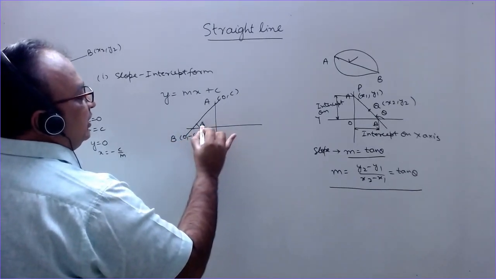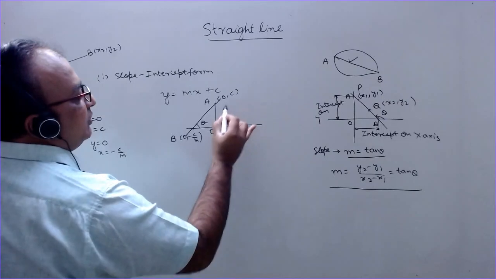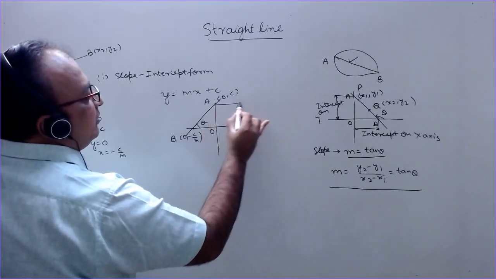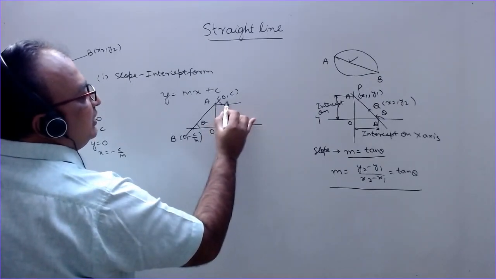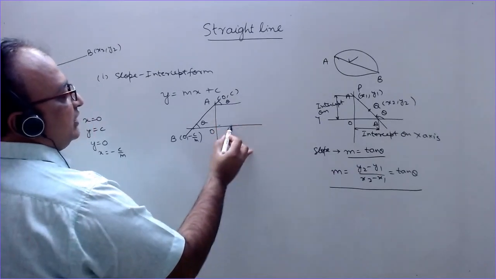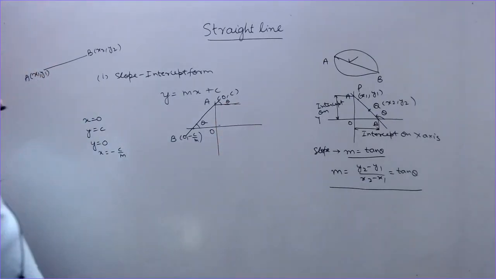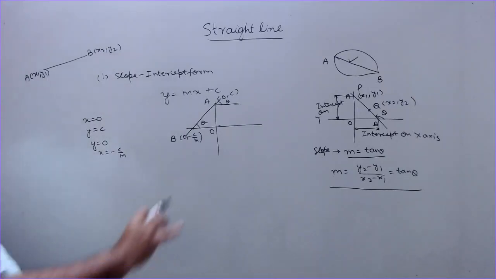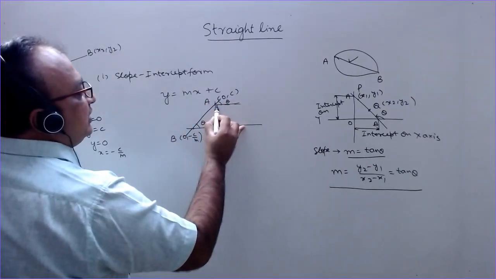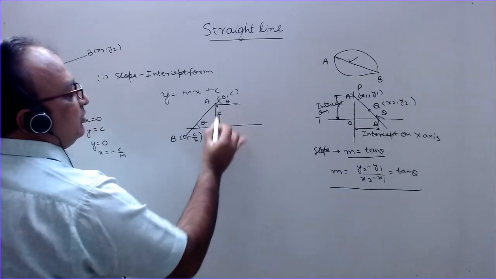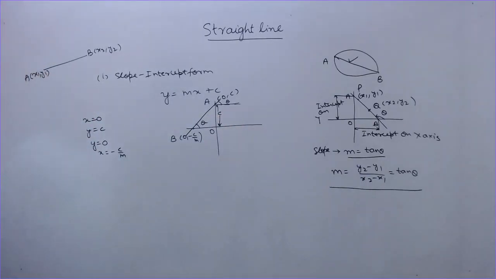This is making an angle theta, tan theta, with positive direction of x-axis. If you draw a line parallel to x-axis here, this angle is theta. So this x-axis, and this line is parallel to x-axis. So this is the slope intercept form. So the intercept which this line is cutting on y-axis, this is called c. This distance here is c. This is called the intercept on y-axis. So this is the most general form of the straight line, equation of the straight line.